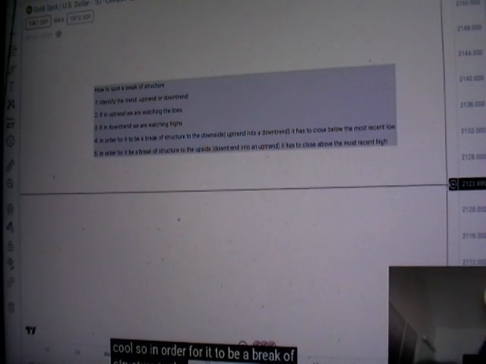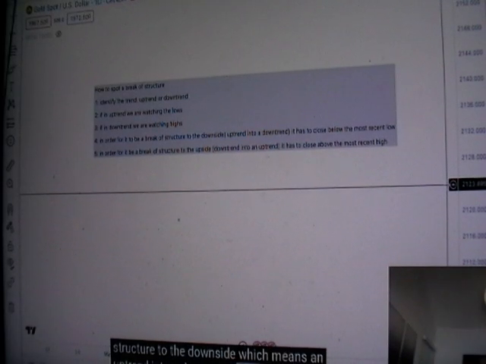In order for it to be a break of structure to the upside, which means from a downtrend into an uptrend, I'll even add that in there because that can get confusing, I know. Cool? So in order for it to be a break of structure to the downside, which means an uptrend into a downtrend, it has to close below the most recent low.